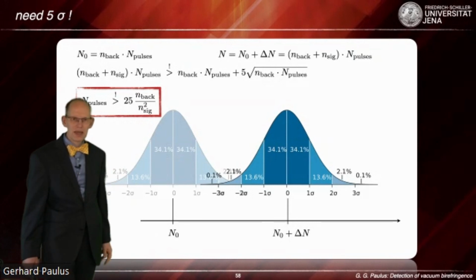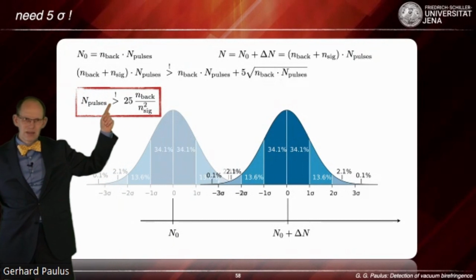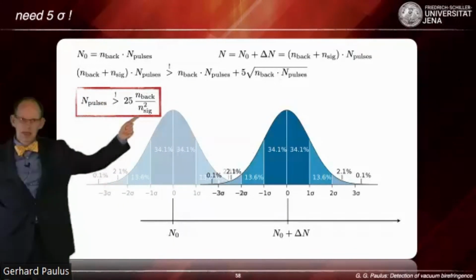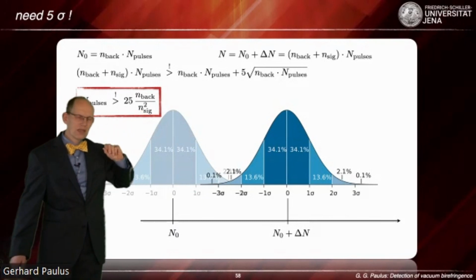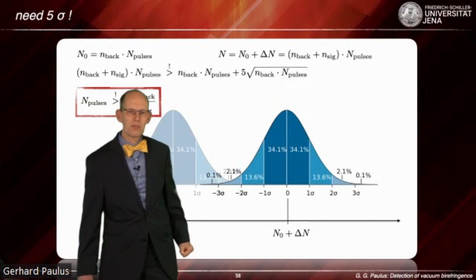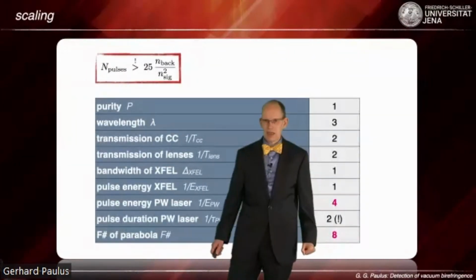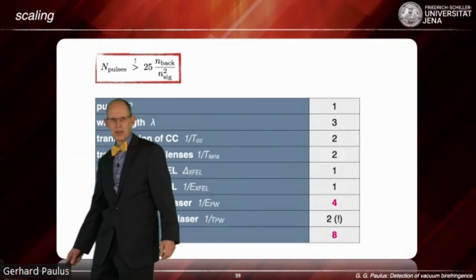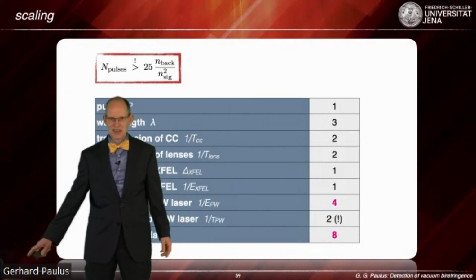And the question is, how does it depend on the parameters of the petawatt laser? And if you figure it out, so that it goes with the square, the number of pulses that you need goes with the inverse square of the detected signal photons, this gives rise to some remarkable scaling. And this is what I want to show here. So it goes linearly with the polarization purity.